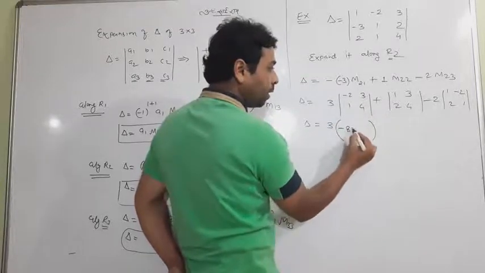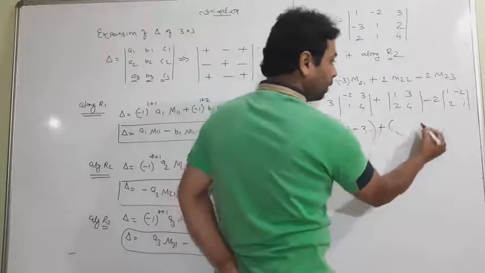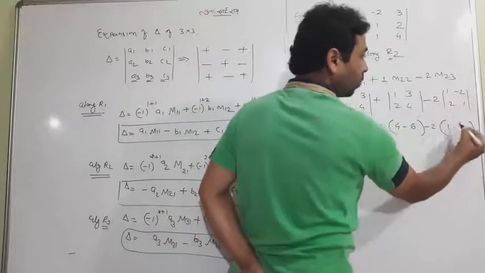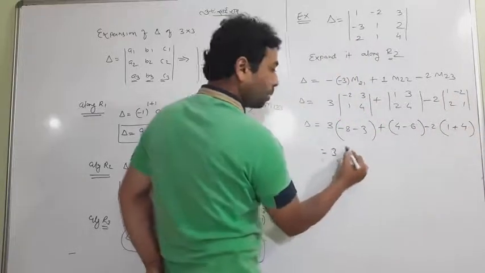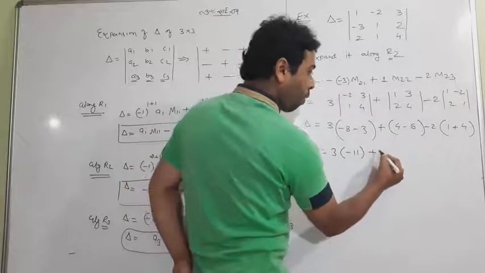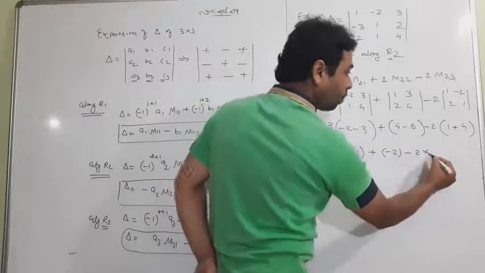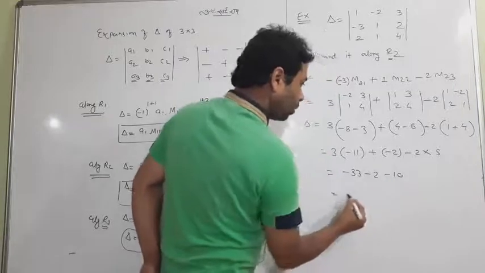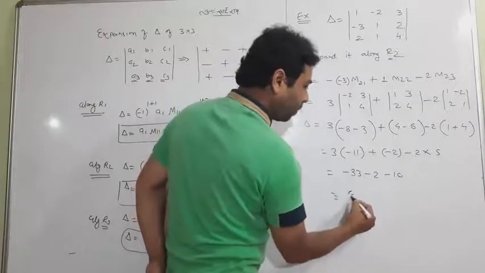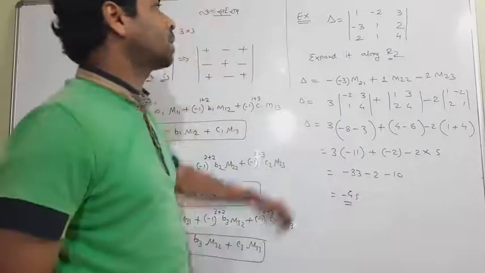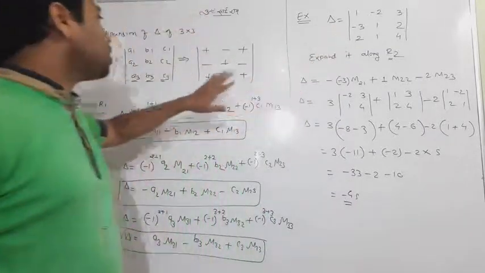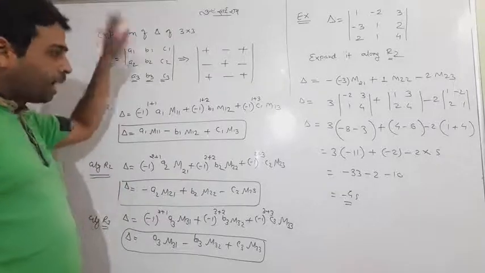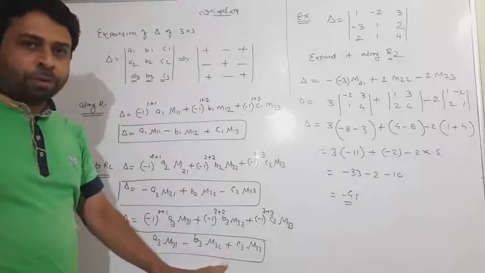When you open it, use the bracket sign. 4 2s are 8, 3 1s are 3, plus 4 1s are 4, 3 2s are 6, then 1 1s are 1, minus minus plus 2 2s are 4. What comes? It is minus 11, it is minus 2, it is 5, 10. So the final answer is minus 45. This is the answer of this step. And you know student, if you use along the first row, along the third row, or along any column, the answer will be the same.